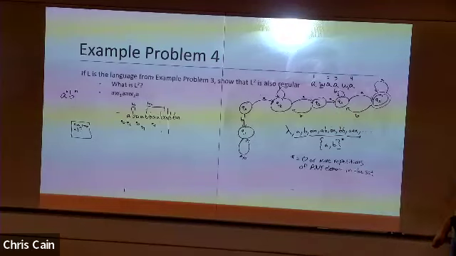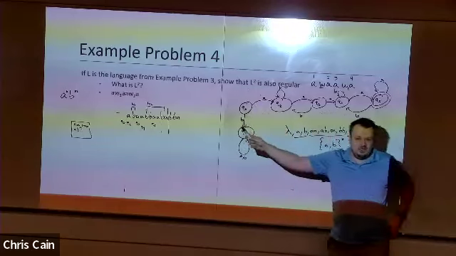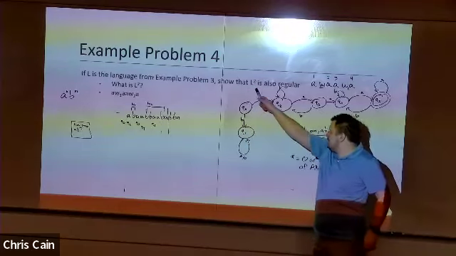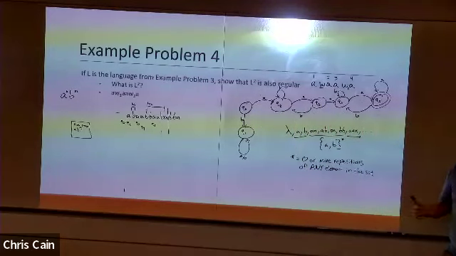And I'll end class with this really interesting theoretical idea. We've seen that we had some language, and then we were able to construct a DFA for L squared, that language repeated. Is that always going to be the case? If we have some regular language L, is that language repeated always going to be regular?